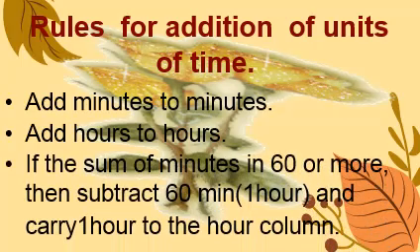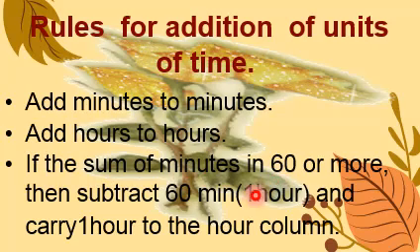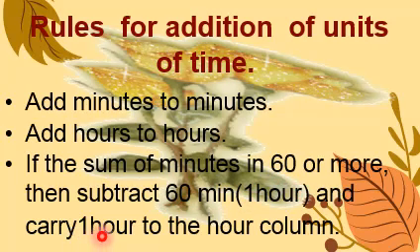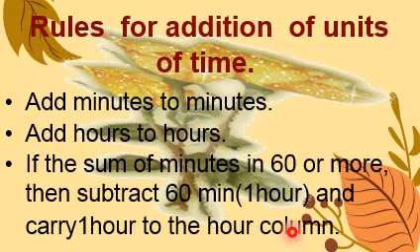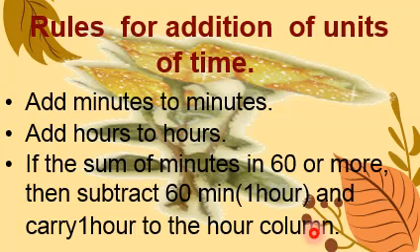The second rule is add hours to hours, which means we cannot add minutes into hours and hours into minutes. And the third and last rule of addition is, if the sum of minutes is 60 or more, then subtract 60 minutes. 60 minutes means 1 hour, and carry 1 hour to the hour column. Now let's see how to add the different units of time.